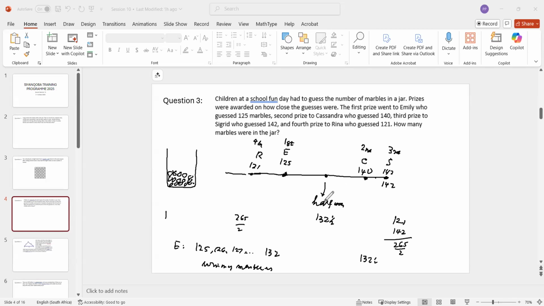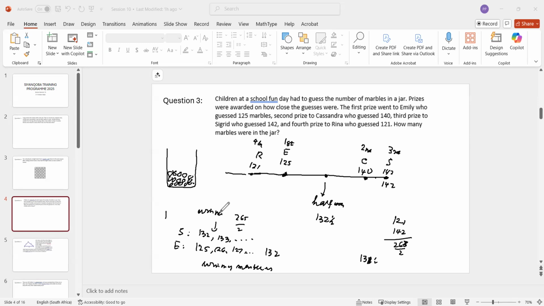So the answer is between, no, it's 142, it's 163, I'm sorry. 263 here. So it's 131 and a half. Right. So Sigrid was third. So the winning marble would have been here, bigger than 131, because Sigrid was closer to the winning marble. So the numbers bigger than 131 are 132, 133, and so on. And the winning marble is here.